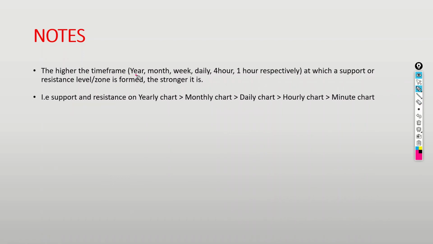So the higher the time frame, for example, yearly, monthly, weekly, daily, 4 hour or 1 hour respectively, at which a support or resistance level zone is formed, the stronger it is. So support and resistance on yearly charts are stronger than support and resistance levels on a monthly chart, stronger than those on daily chart, stronger than those on hourly chart, and then stronger than those on minute chart. Okay, so if we form a support level at yearly chart, it is far stronger than that on daily chart. Okay, you have to note that.